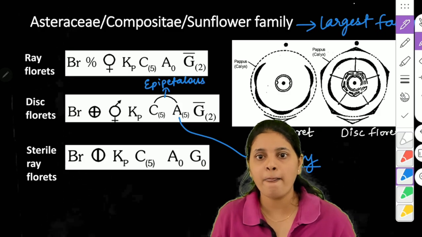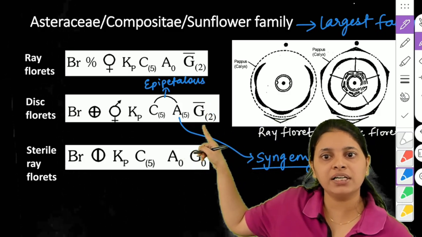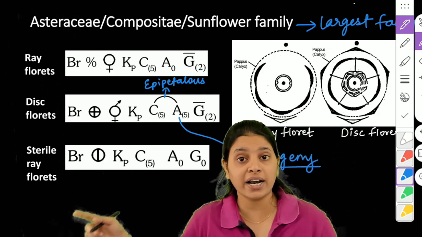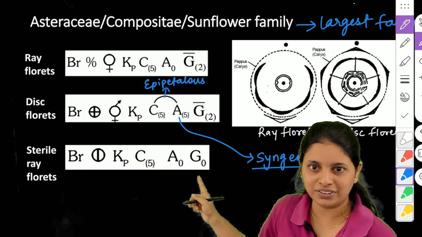Epipetalous condition. Okay. Next, inferior ovary in gynoecium. 2 means bicarpellary and bracket means fused. Now, some of the ray florets may be sterile. Now, sterile means they don't have any of the reproductive whorls, right?